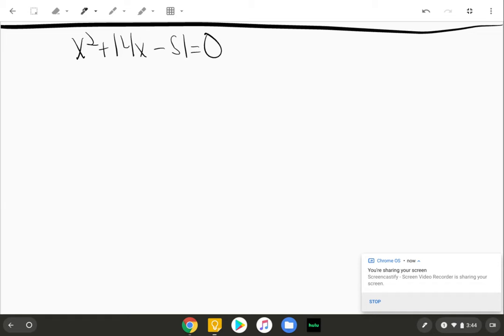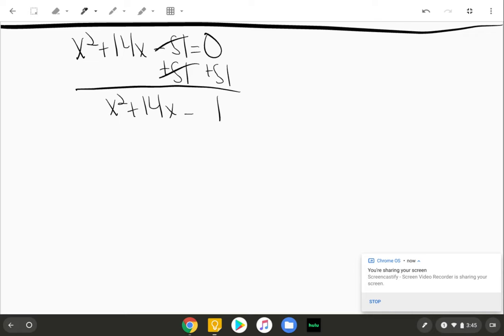Our first step with completing the square is to move the constant term to the right-hand side. In this case, the constant term is minus 51. So to move that over, I'm going to add 51 to both sides. That gives me x squared plus 14x equals 51.